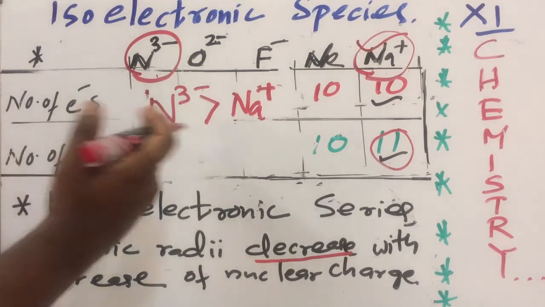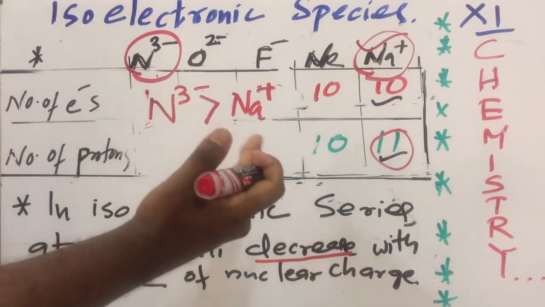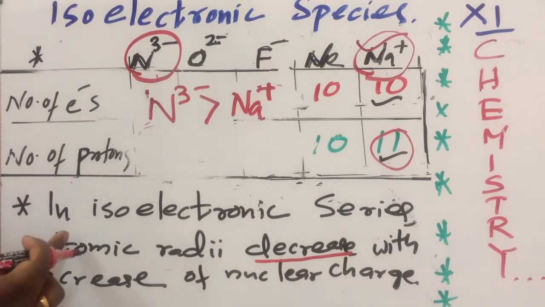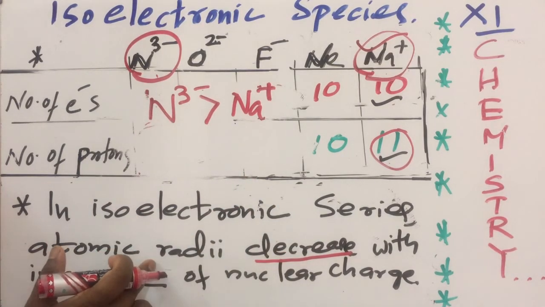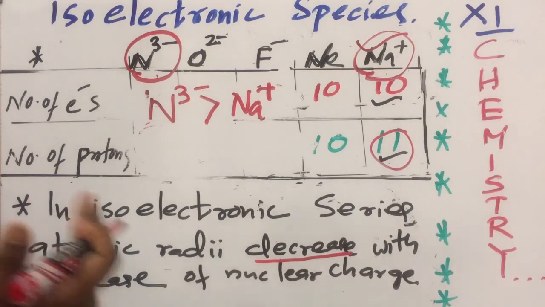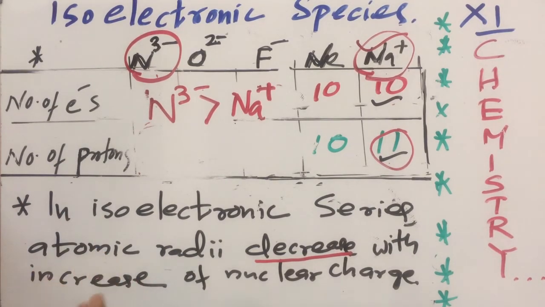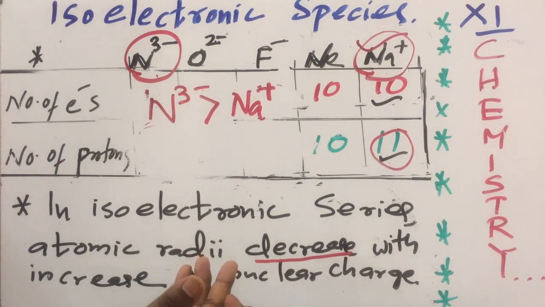Clear? And like this, we can compare the atomic size of different ions in an isoelectronic series. So what is the conclusion? In an isoelectronic series, atomic radii or atomic size decrease with the increase of nuclear charge. What do you mean by nuclear charge? Increase in the number of protons. So with more protons, that species can attract electrons more, so size will decrease.